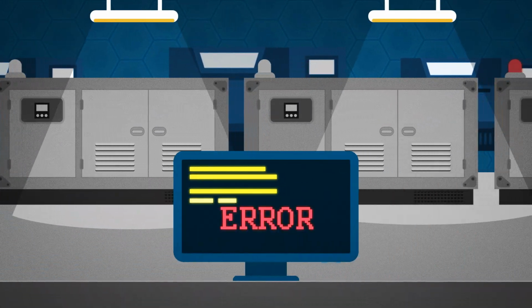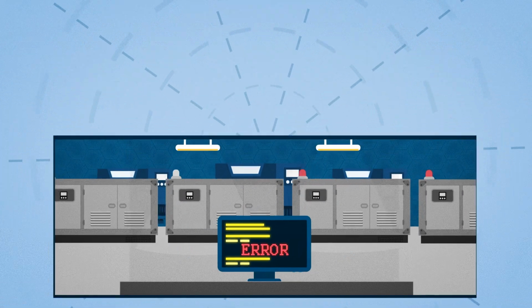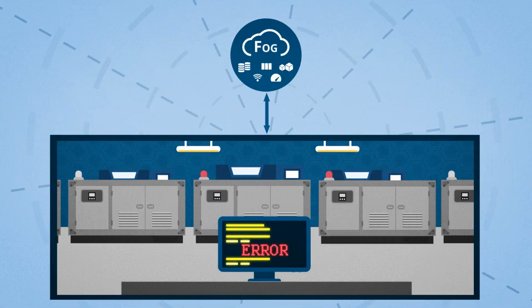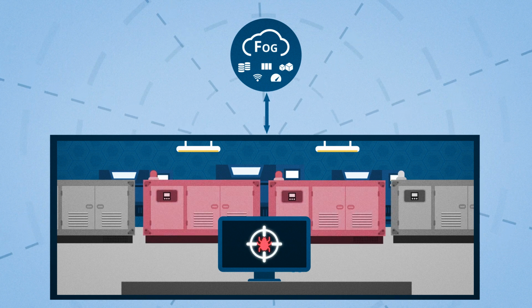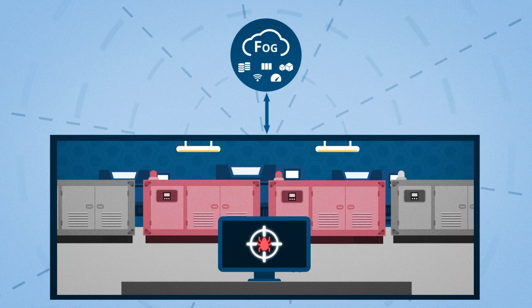Multiple power generators are infected with malware. Root of trust capabilities based within a Fog node allow operations managers to remotely isolate and shutter the generators that are infected, keeping service disruption to a minimum.